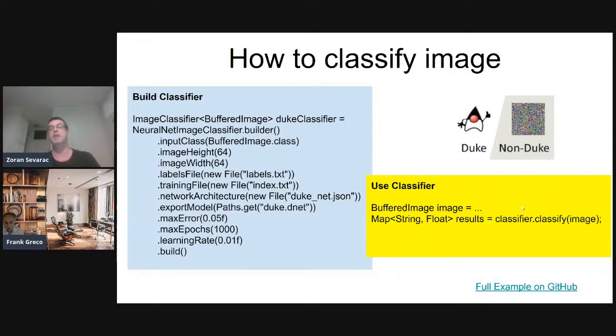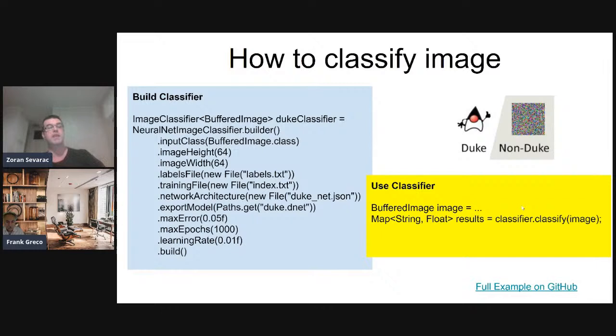We want to recognize Duke images. So we want to say if what we have on image is Duke or it is not a Duke, it is not non-Duke. So here is the code that does that. And as you can see, we are using this classic builder pattern to create classifier.